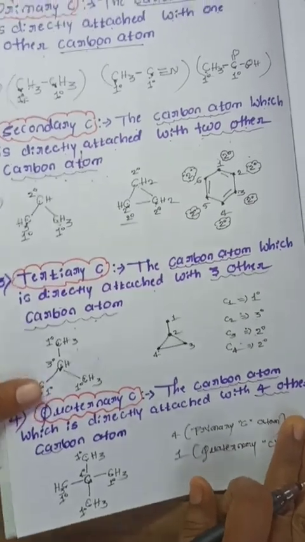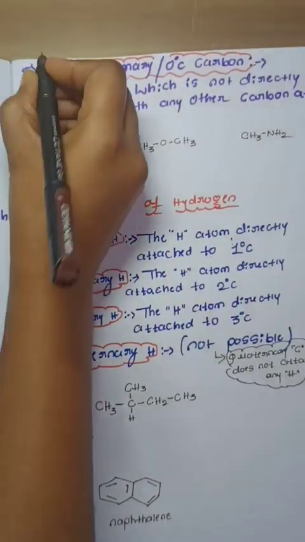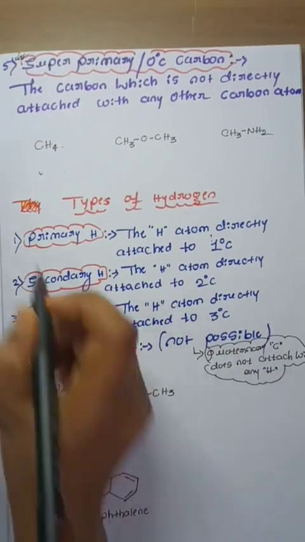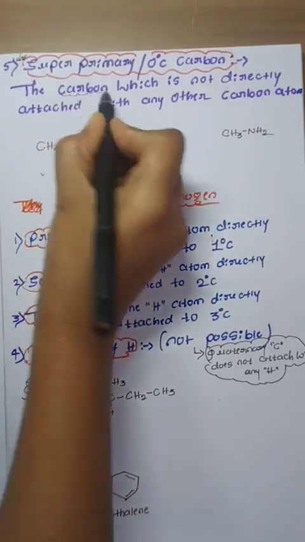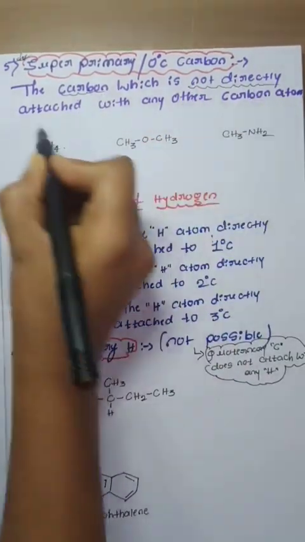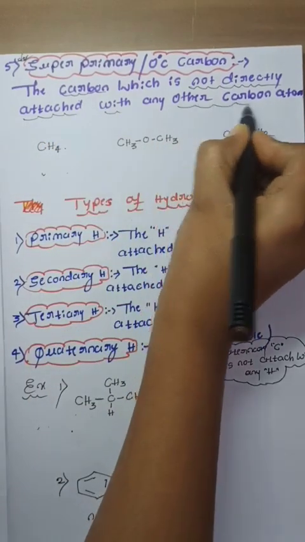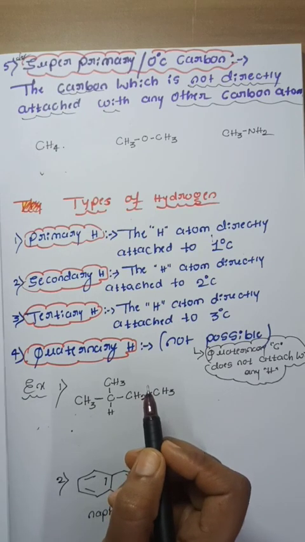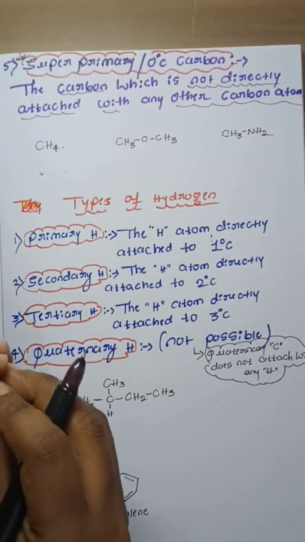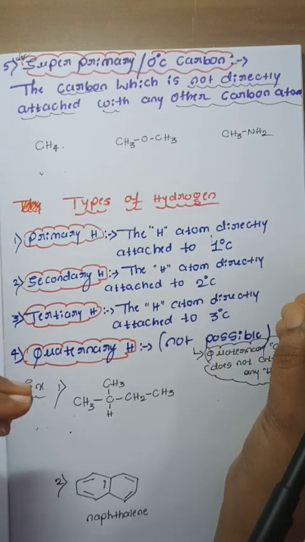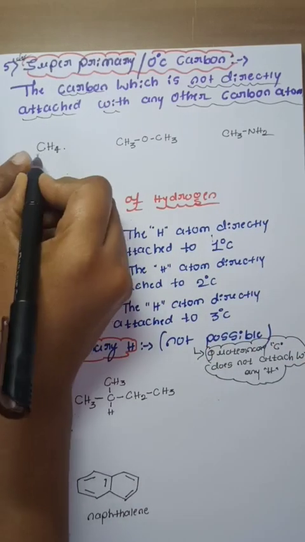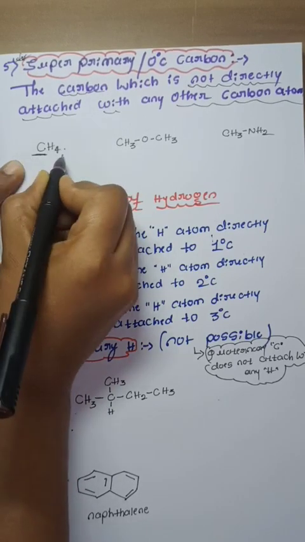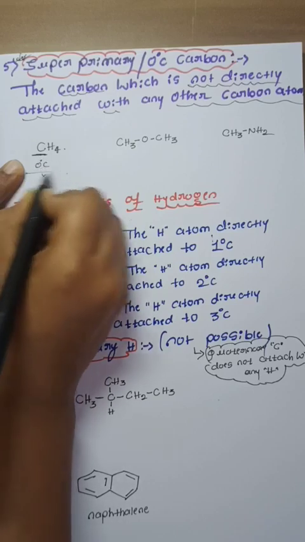Okay now. Next, this is very important. Super primary or 0 degree carbon atom means the carbon which is not directly attached with any other carbon atom. That carbon we call super primary carbon atom or 0 degree carbon atom. For example, see here only one carbon atom, and this carbon atom is not attached with any other carbon atom, so we call this 0 degree carbon atom.